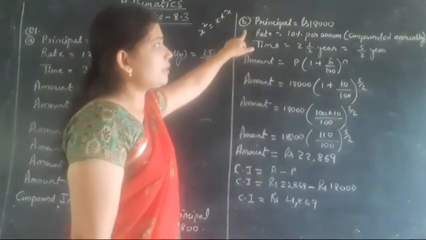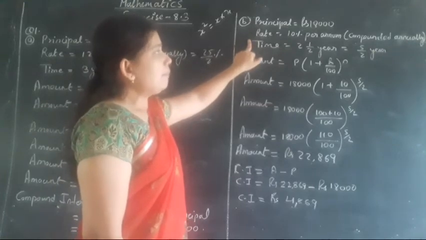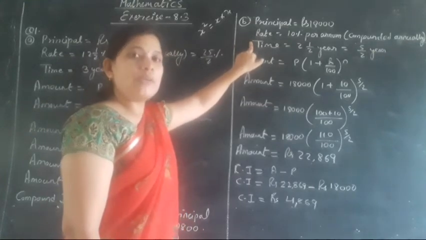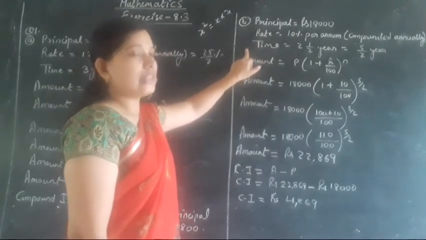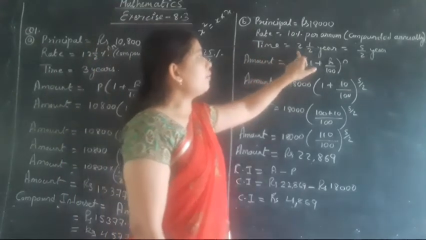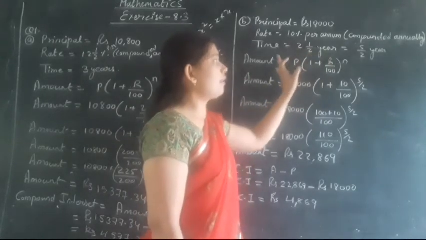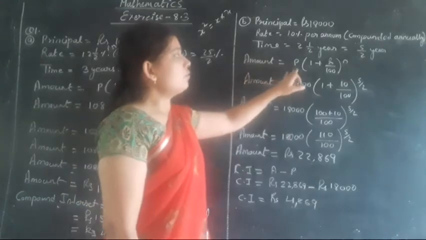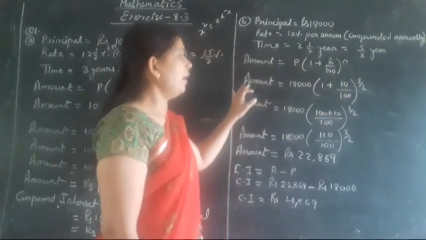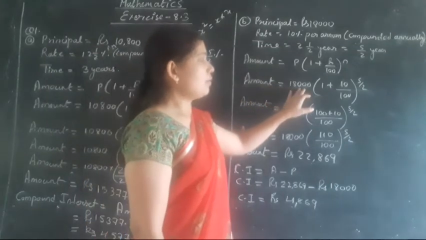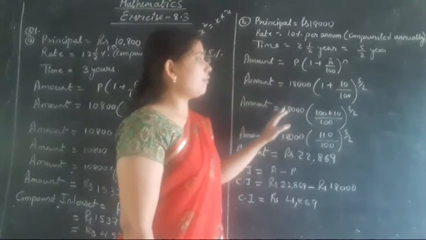So in the same way we are going to do the next question. Here also the principal is given as 18,000. Rate is given 10% per annum compounded annually. Now time is given as 2 1/2 years. As it is in the form of a mixed fraction, we are going to convert it into an improper fraction, so it will become 5/2. Amount is equals to P into 1 plus R upon 100 the whole to the power n. Amount is equals to 18,000 into 1 plus 10 upon 100 the whole to the power 5/2.